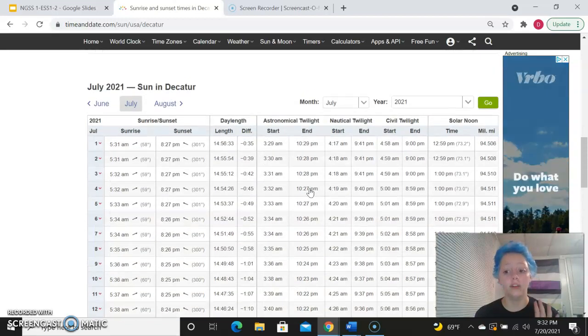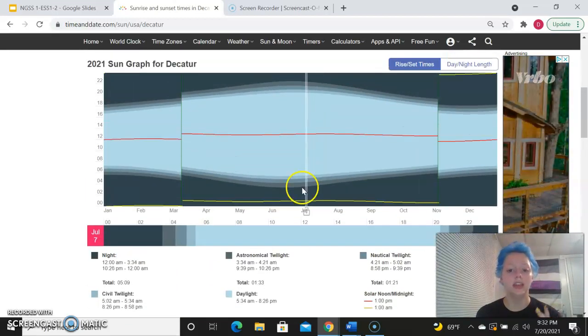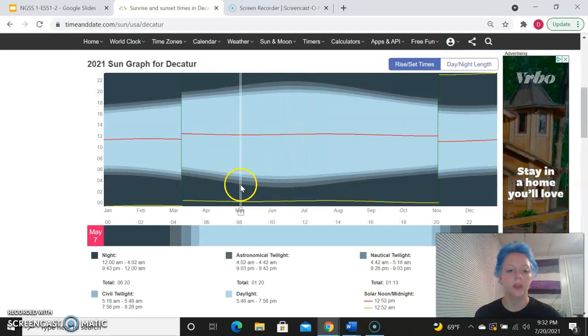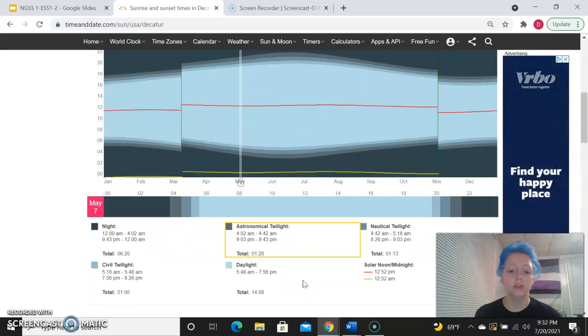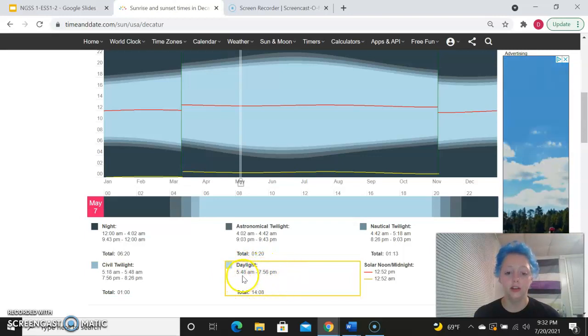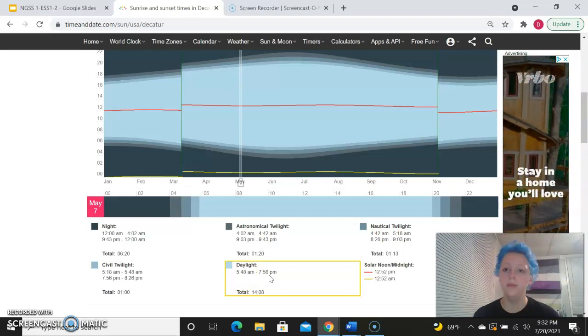Now this is a lot of information and it might be a little overwhelming. You're going to want to show your students exactly what it is they're looking for. So let's click a date, May 7th. You want your students to be able to find the sunrise and sunset time, which is located right here in this daylight section. The sun rose on May 7th at 5:48 a.m. and it set at 7:56 p.m.